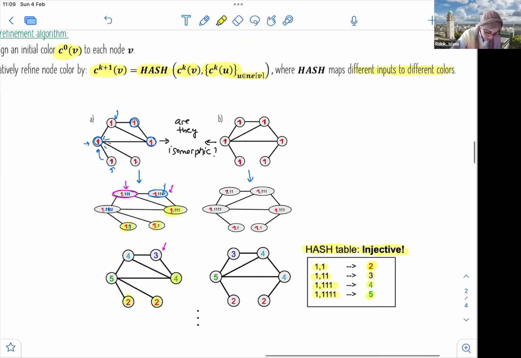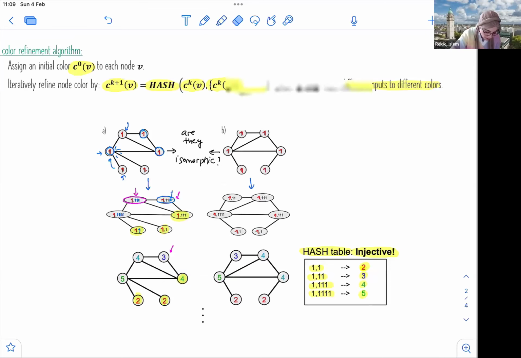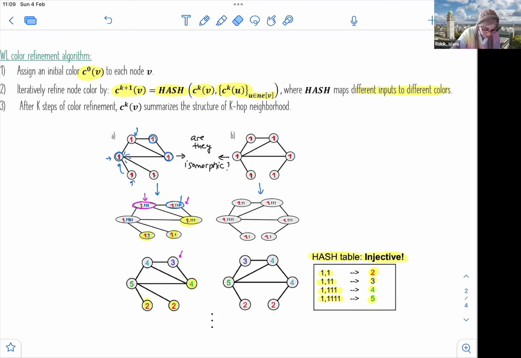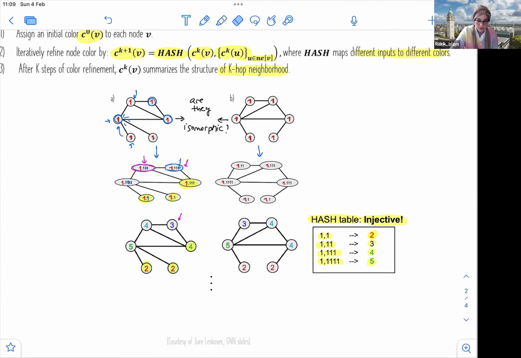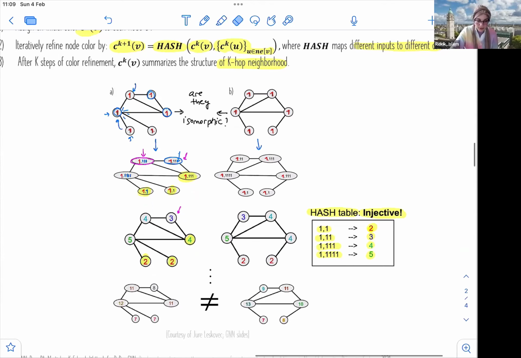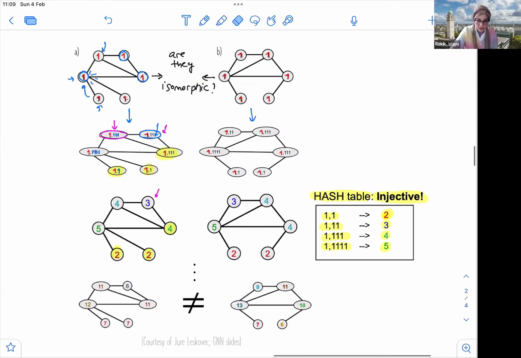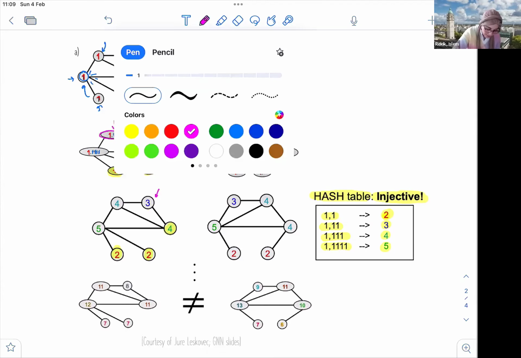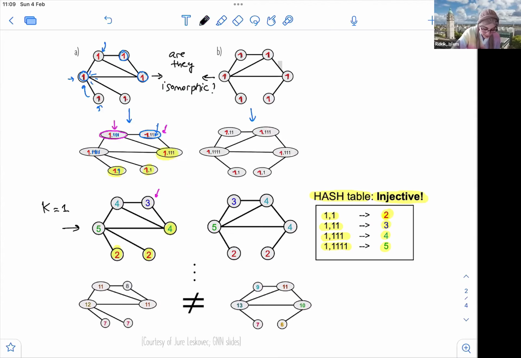So we do this again. After k steps of color refinement, the color summarizes the structure of the k-hop neighborhood. So basically, after multiple steps, we will get different graphs. At a particular layer, if we stop right here, by the way, guys, at k equals 1, then we can say these are isomorphic, they are similar at k1.